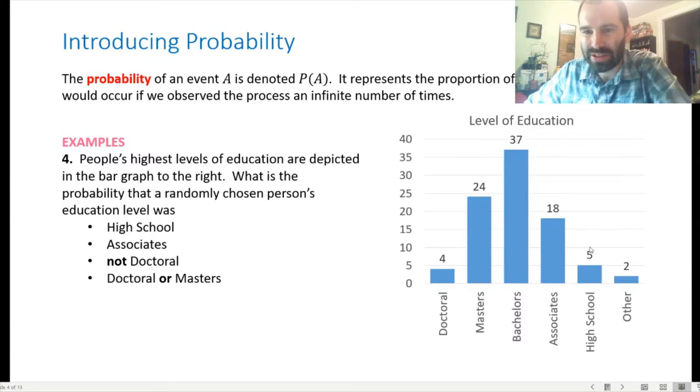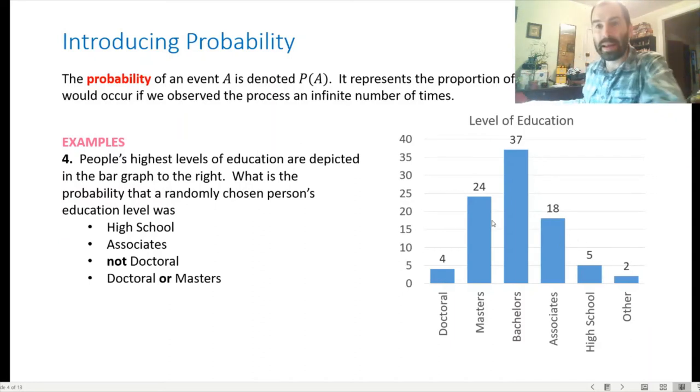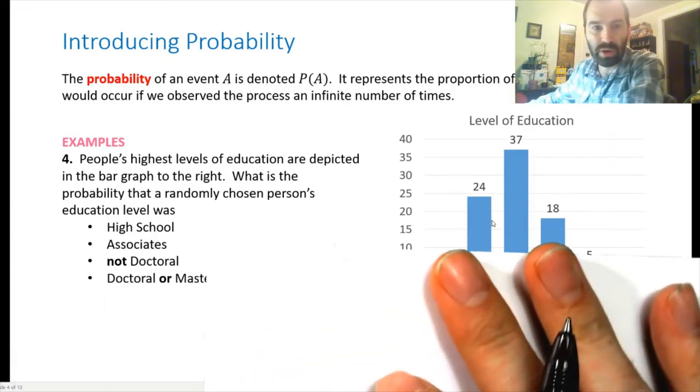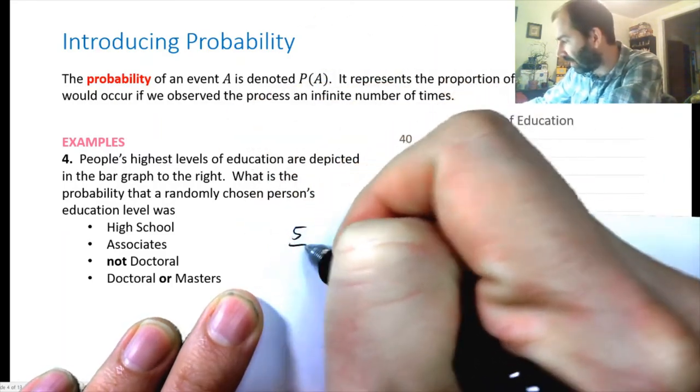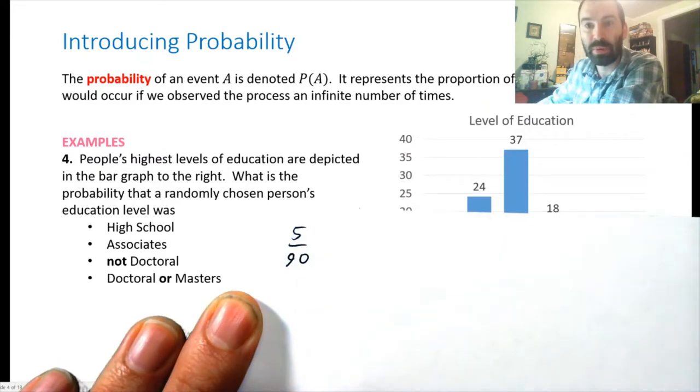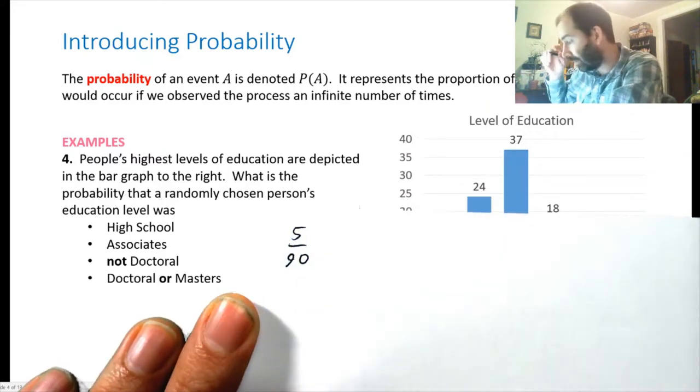So this is the high school group, right? The five. What proportion of people were from high school? Well, what is the total number of people? Well, if I was to add up all these numbers, go ahead and do that. Add them all up. You get 90, right? So that means that 5 out of 90 of the people have a highest education level of high school, right? So if I'm going to do the high school one here, I will take 5 out of 90. That would be the probability, okay?